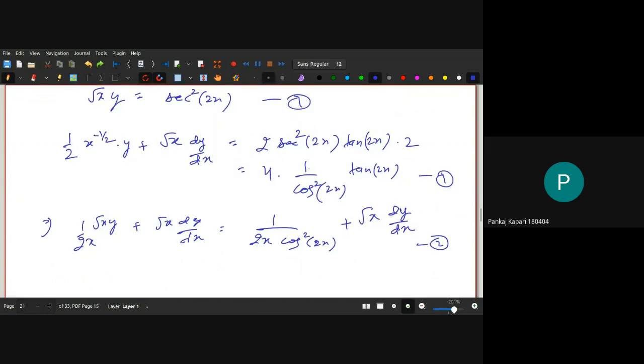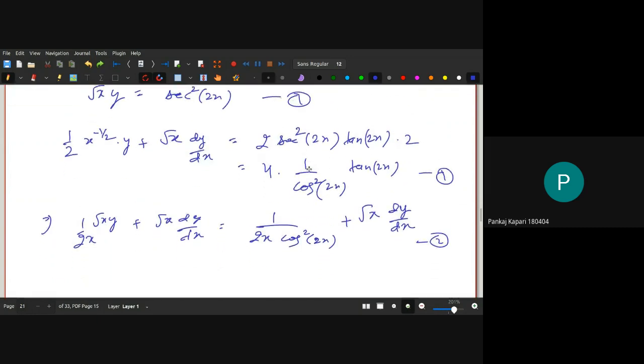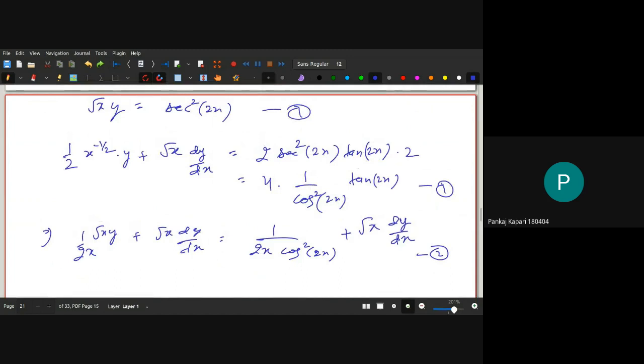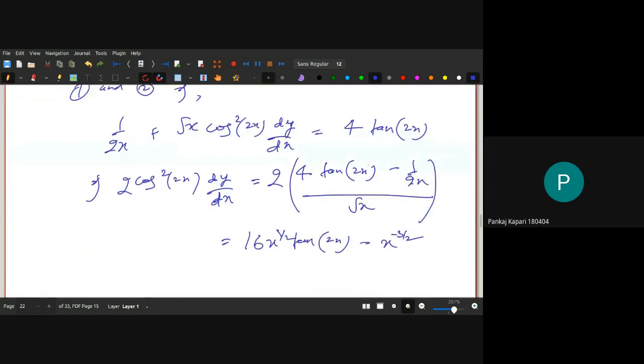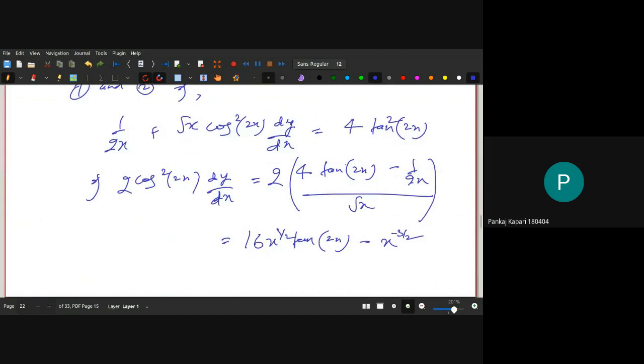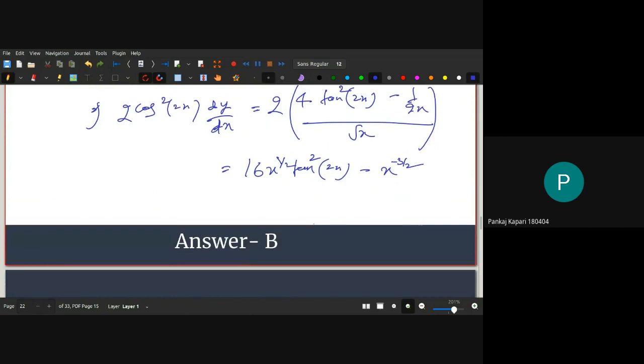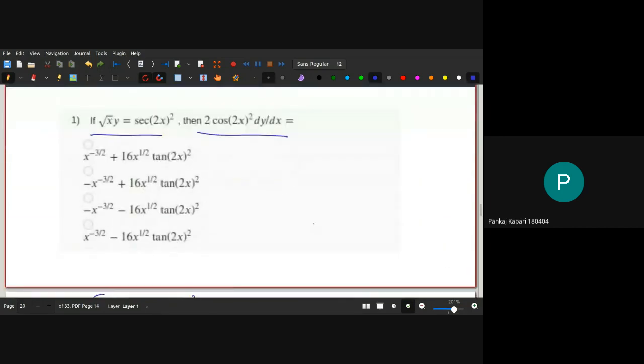So derivative of sec x is sec x times tan square x, right? So that is the mistake. And that is why this second option is correct.